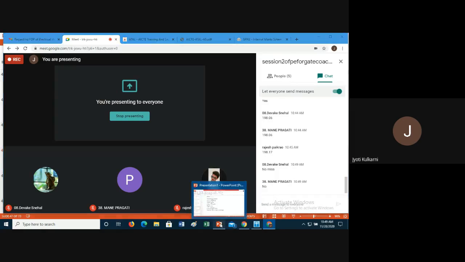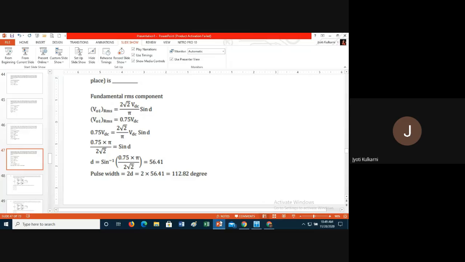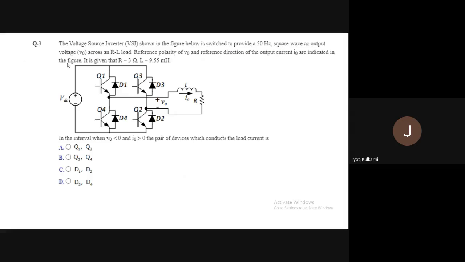Okay, so now the next numerical is a logical numerical. So try to understand the next numerical very clearly. See, the figure has given you a voltage source inverter, which is having IGBT devices. The numerical says: the voltage source inverter shown in the figure below is switched to provide 50 Hz square wave AC output voltage across an RL load. So this is my load.